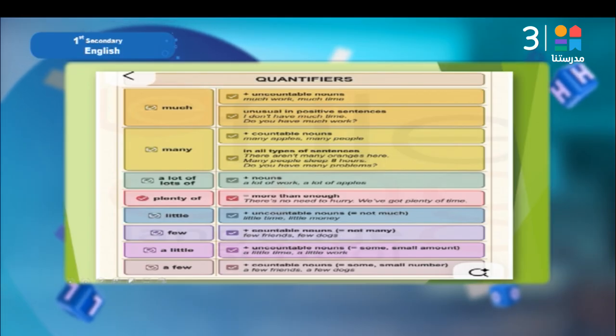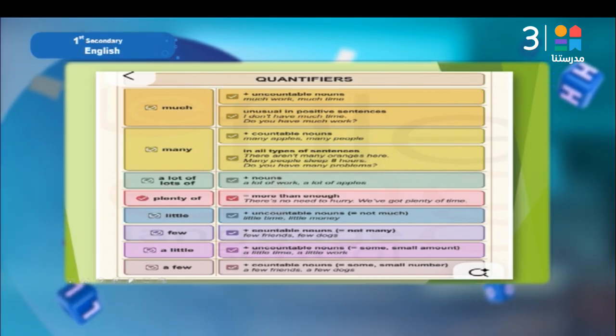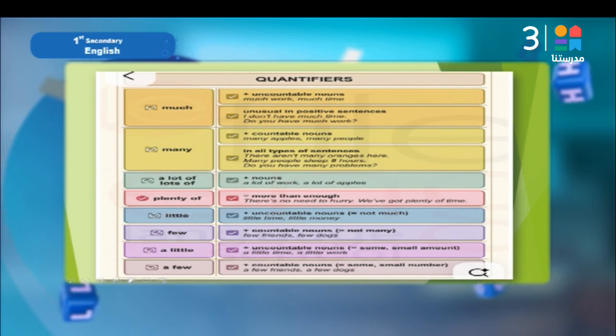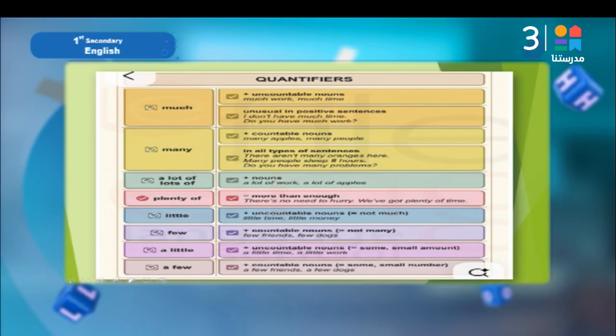What about little? Little, we use it to say not much, and we use it with the uncountable nouns like little time, little money. Few means not many, and we use it with the countable nouns like few friends and few dogs.